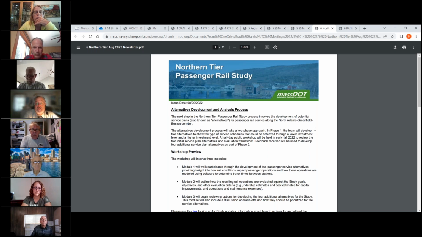The alternatives development process will take a two-phase approach. In phase one, the team will develop two alternatives to show the type of service schedules that could be achieved through a lower investment level and a higher investment level. Then they plan on having a half-day public workshop in the fall of 2022 to review the two initial service plan alternatives and evaluation framework. Feedback received will be used to develop four additional service plan alternatives as part of phase two.